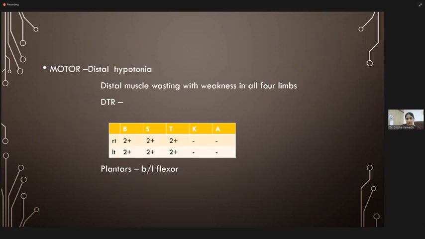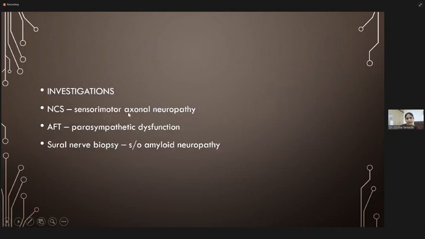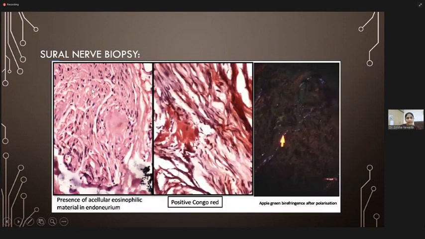The fundus was all normal, and in the motor examination, there was hypotonia, and the reflexes were absent at the knee and the ankle, and the plantars were flexor. The sensory examination showed graded length-dependent sensory loss, and the vibration also was diminished in the toes. Now, this patient had nerve conductions suggestive of a sensory motor axonal neuropathy, and the autonomic function test was also abnormal.